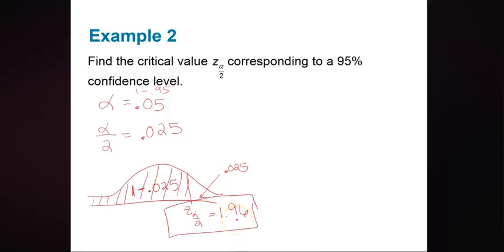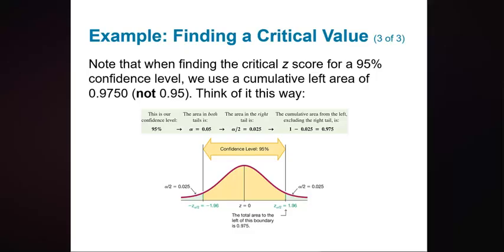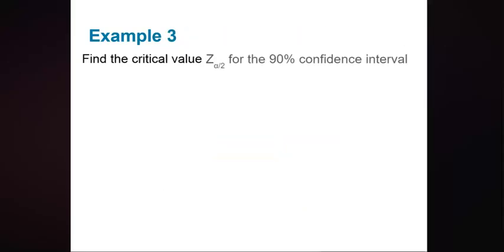That is the critical value for a 95% confidence level. Here's a little more information. So when we're finding the critical z-score for that 95% confidence level, we're using that left area. All right, so we did all that, but if you want to look at it this way, please take your time. So now let's do it for a different confidence level.